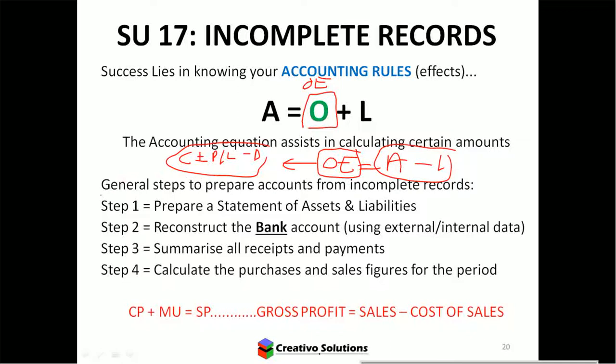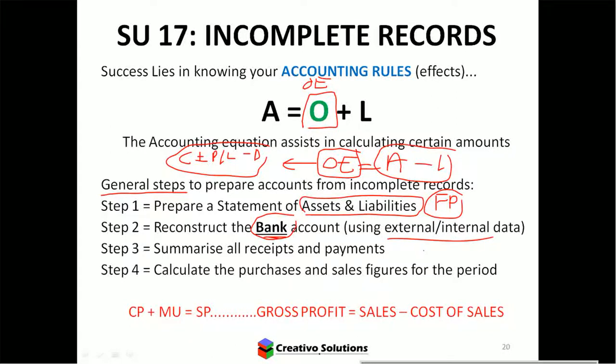Okay, so when you do questions that have missing figures, just some general steps. Look at the statement of assets and liabilities, which is the statement of financial position. Okay, the financial position can help you work out a missing amount. Bank can also help you work out a missing amount. Okay, because bank, you'll have a bank statement, so you'll have internal and external records. Okay, it's like what we saw here. Back to that paper again, grab the paper.